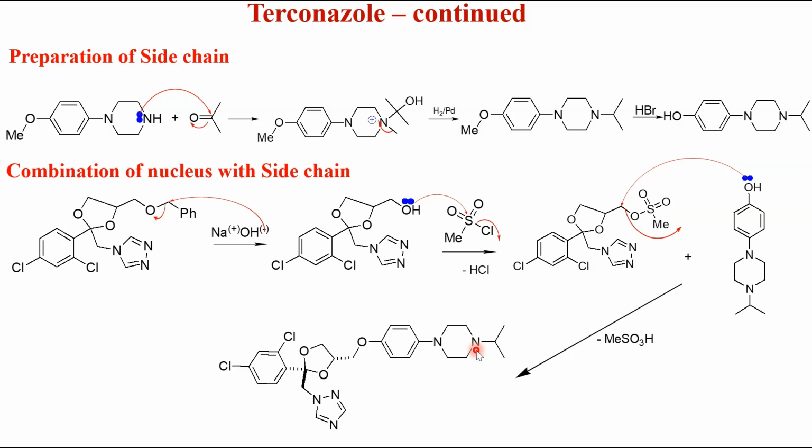Terconazole is another antifungal agent, a first triazole derivative which is used as an antifungal agent. This is all about the drugs containing the imidazole ring system and the triazole ring system.